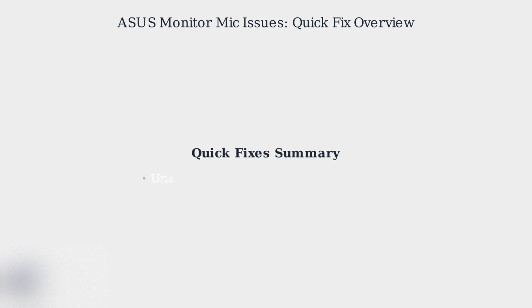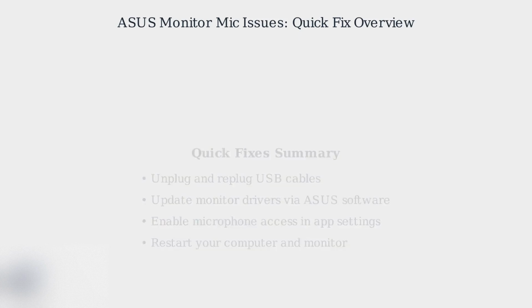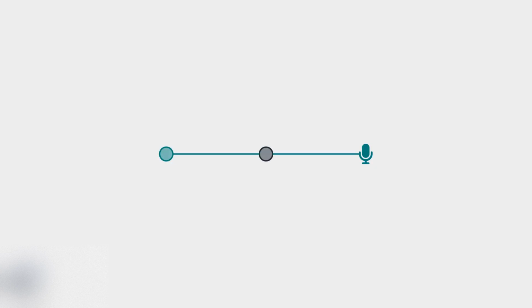For quick fixes, unplug and replug USB cables, update drivers through ASUS software, enable microphone access in your apps, and restart your devices. These steps resolve most issues efficiently. ASUS monitors use USB connections for audio input and output, including microphone functionality. If your microphone isn't detected, the problem usually originates from the USB connection itself.